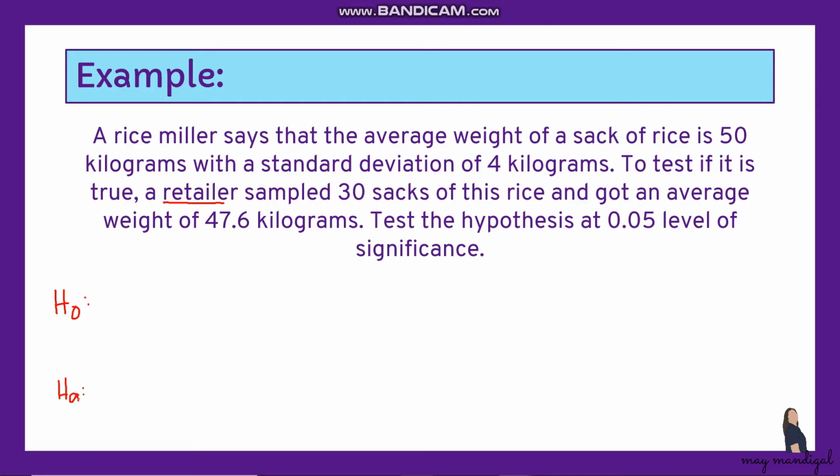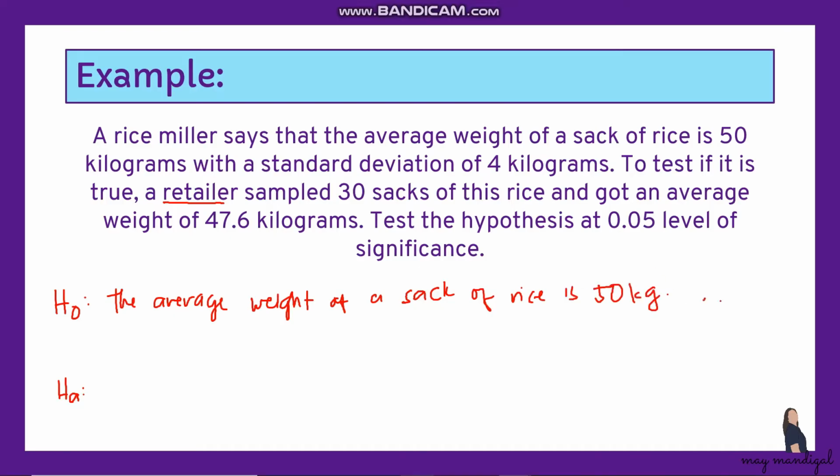For our null hypothesis, what we will put here is the known fact, which is the one that the rice miller says, and that is the average weight of the sack of rice is 50 kilograms. So that will be our null hypothesis. The average weight of a sack of rice is 50 kilograms. And if we write this in symbols, mean is equal to 50.